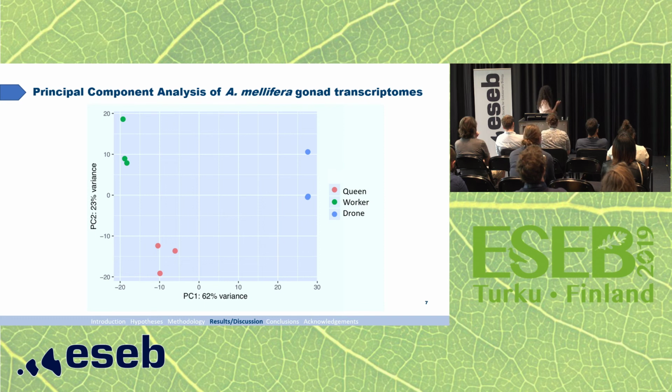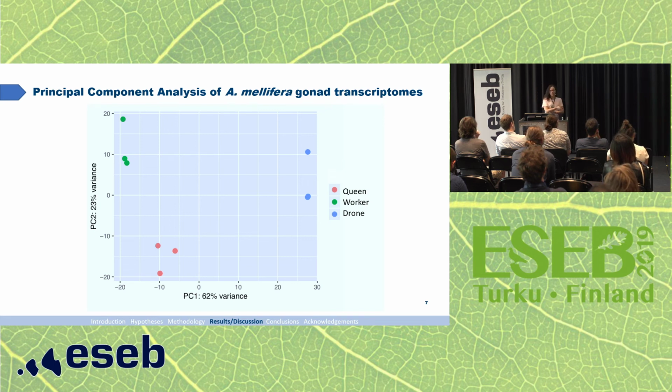So here we see in green the worker samples, in red the queen samples, and in blue the 3 samples from drone. Here we have 2 overlapping. So they cluster together, but when we look, queens and workers are more similar to each other. And this goes against my first hypothesis, that we were expecting that queens were more similar to drones.